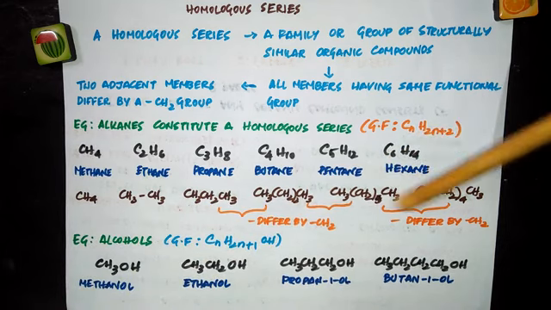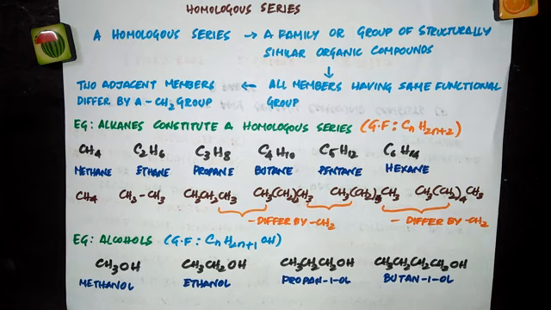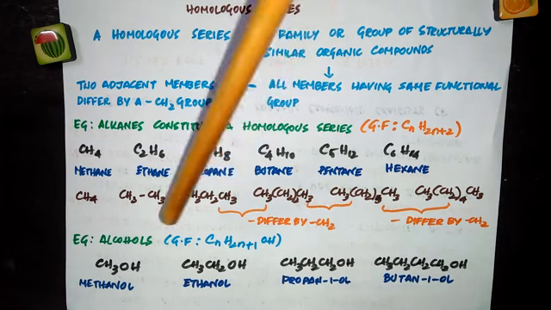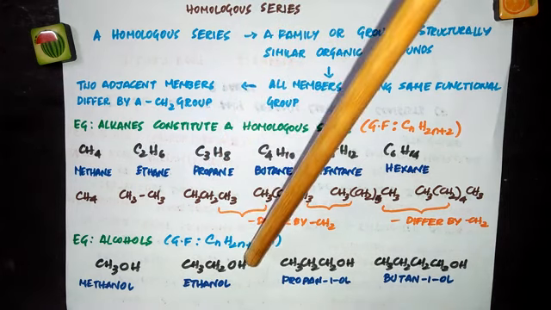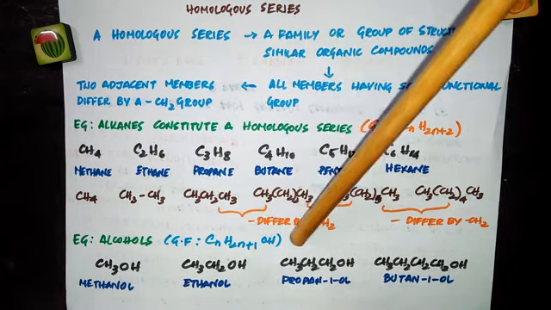So a homologous series will have a group of similar organic compounds. And I've written one more example, alcohols. When you replace a hydrogen atom in this hydrocarbon by an OH group, you will get a new homologous series, and this homologous series is called alcohols. Now these alcohols have a general formula CnH2n+1OH. This is the general formula for alcohols.